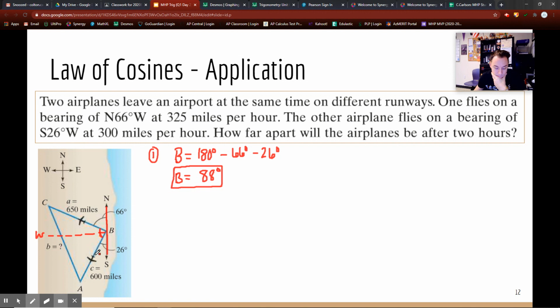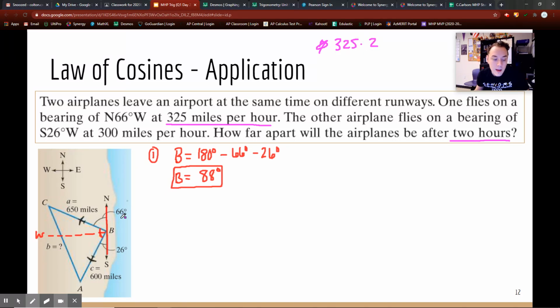Okay. And now the question is this: how do I know that this is 650 and 600? Read the problem. Does it give you A equals 650 and C equals 600? This is what makes this problem so tricky, because they actually don't give that to you. What they give you instead is miles per hour. So they say on the north 66 west bearing, it's 325 miles per hour. How can I convert that into just straight up miles? Well, if I want to know it after 2 hours, I take 325 times 2.